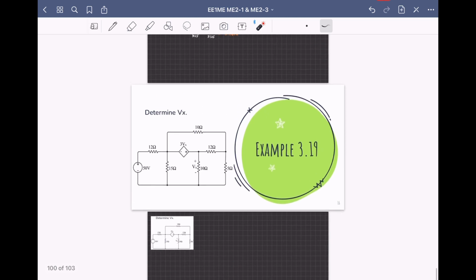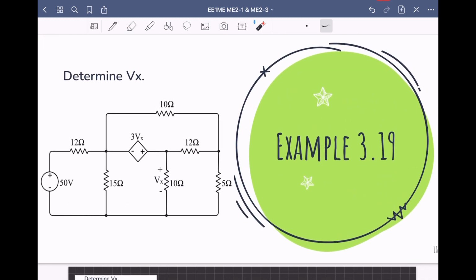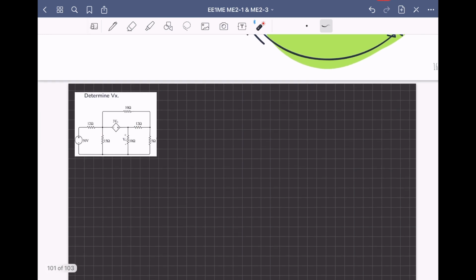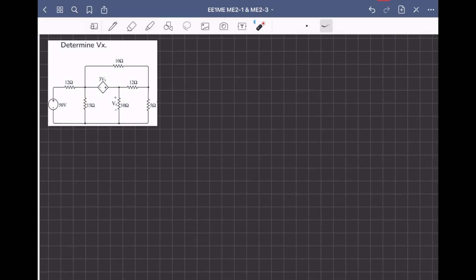Next, let's proceed to the next circuit, which is example 3.19. And in here, you now have a dependent voltage source. So the idea under this example is, how do we solve a network with a dependent source using supernodal? Okay, so syempre tayo dito ngayon ay magsu-supernodal na. Hindi na tayo magna-nodal analysis, kasi na-compare na natin siya. So what are we going to do?